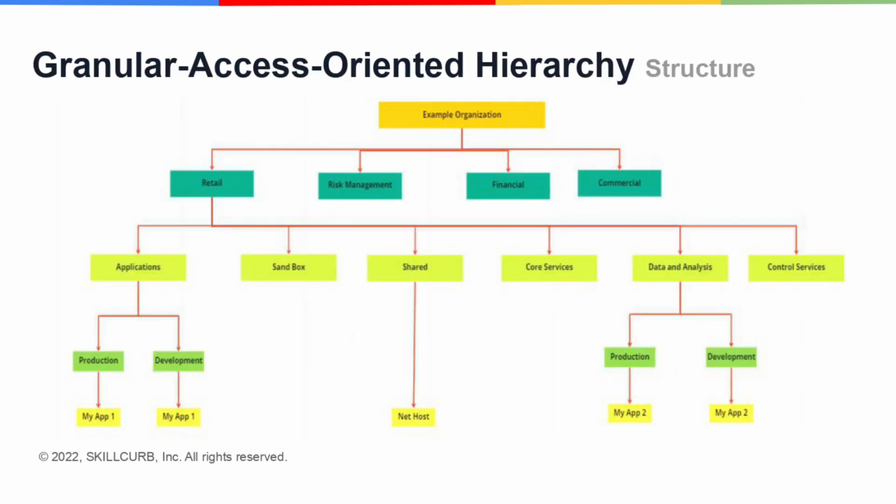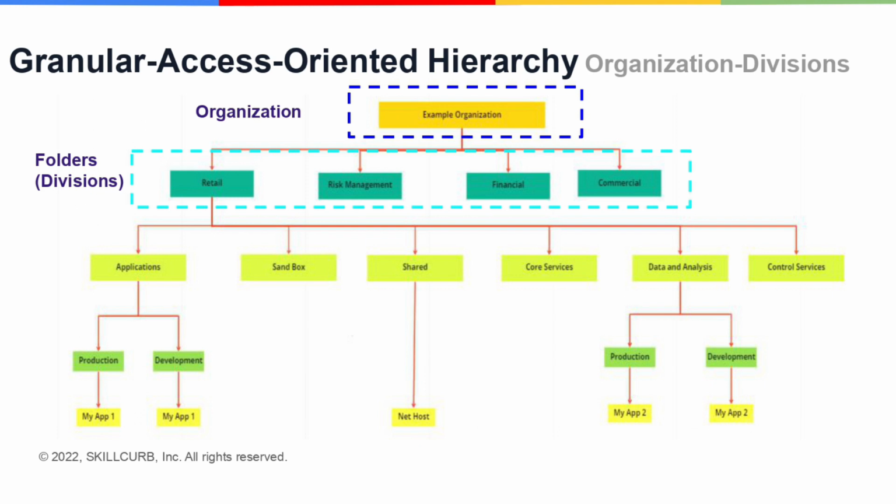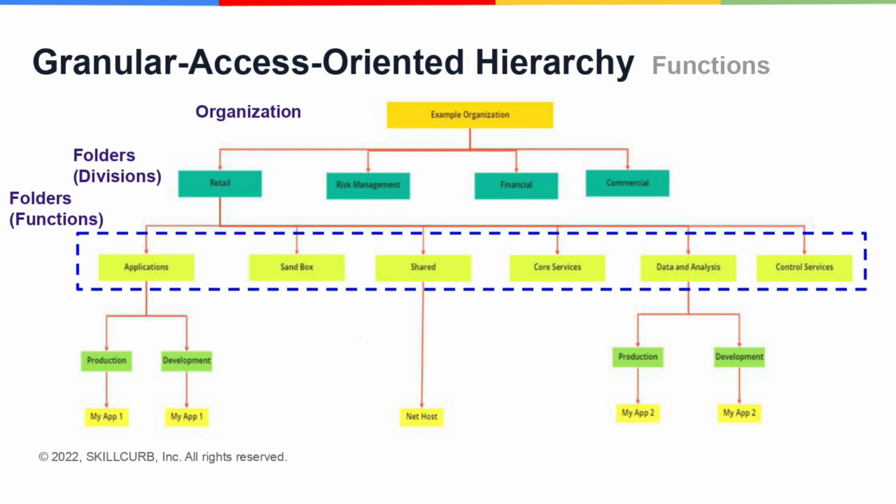When it comes to granular-access-oriented hierarchies, they run a bit deeper in terms of the total inheritance and layers. This is a detailed illustration of granular-access-oriented hierarchy. Let's move on and have a detailed discussion on this. In a hierarchy that is focused on granular access, each business unit, such as retail or finance, has its own folder within one single organization. Within each of the division folders, you will find separate folders that are divided based on business function.